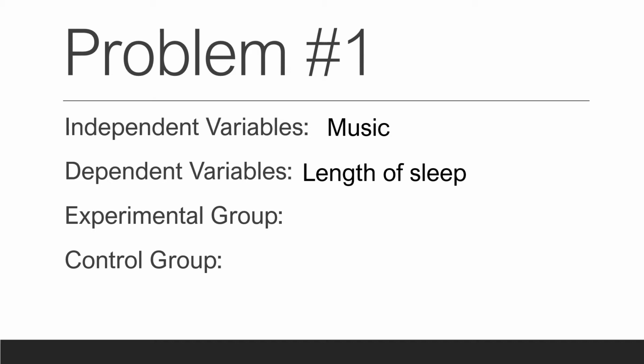Once we know the variables, it is easy to identify the groups. The experimental group will be getting the independent variable. That's the jazz music group. And the control group is the baseline. And here, the baseline will simply be the no music group.